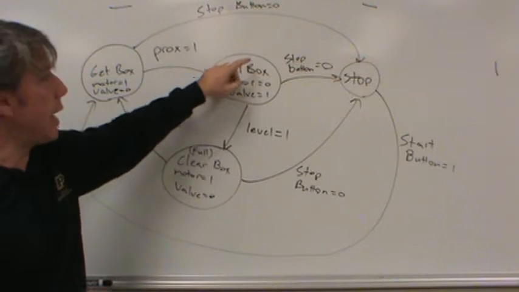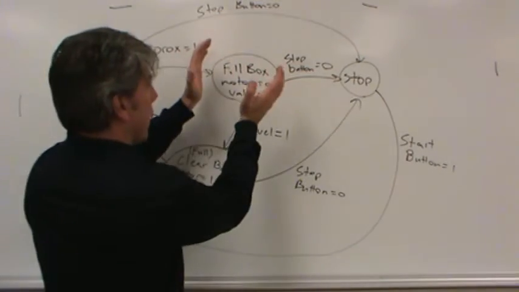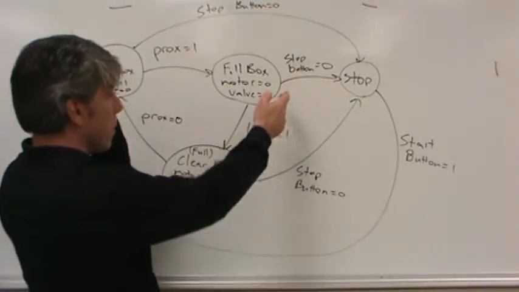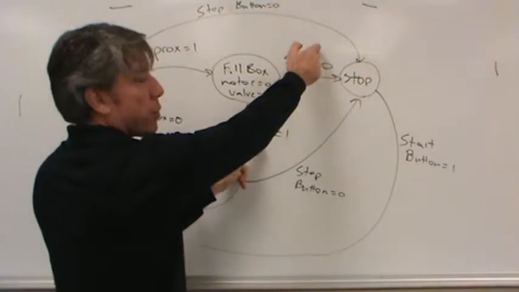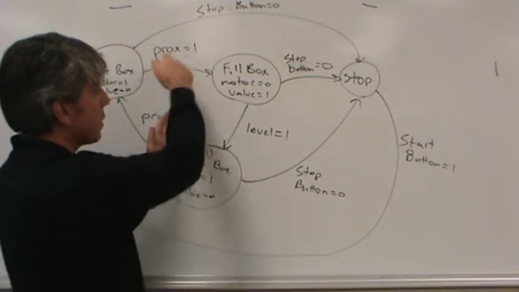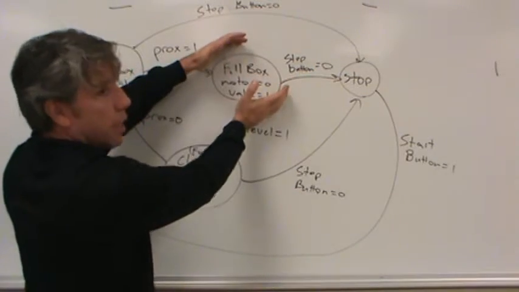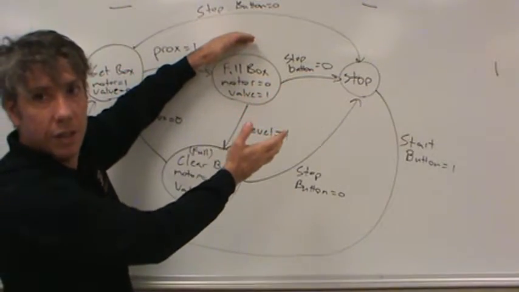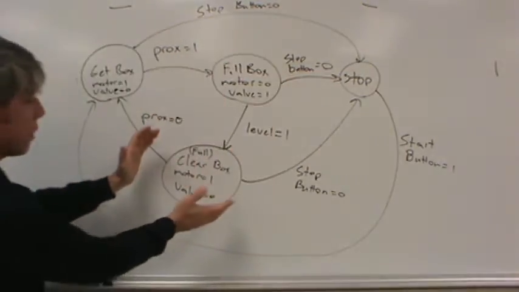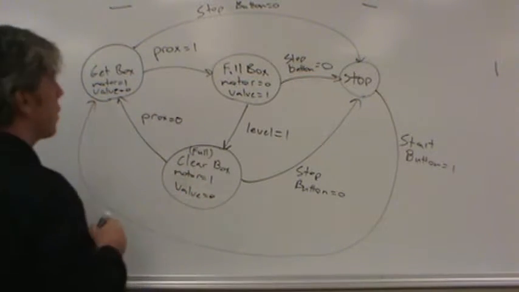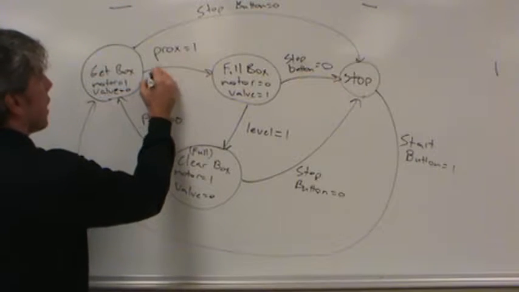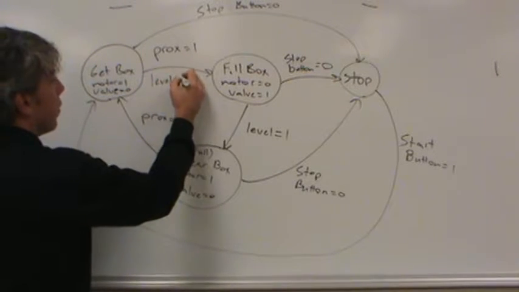Okay? As soon as the PLC goes to the fill box state, it's going to be looking for either level to be true or stop button to be pressed. If it sees a full box come along, it's going to go to this state for a millisecond or so, right? And it's immediately going to go and say, this is a full box, let's clear it. So this works. See, I could have a condition here. I could say level equals 0 as well.